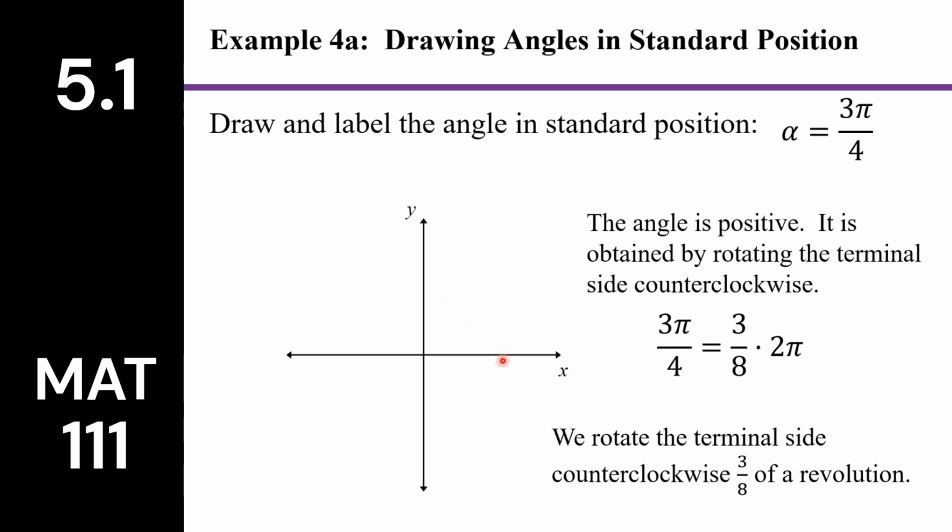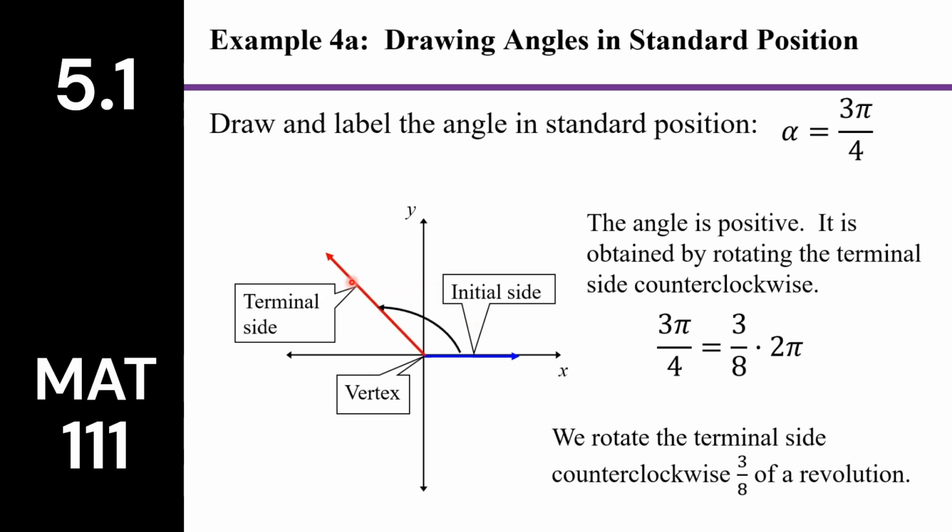Remember that there's 4 quadrants, so if we're going to break this up into 8, then each piece would be 45 degrees. 1, 2, 3, 4, 5, 6, 7, and 8. And we need to go 3 of those from our initial side. So 1, 2, 3. And we'll put our terminal side in that location.